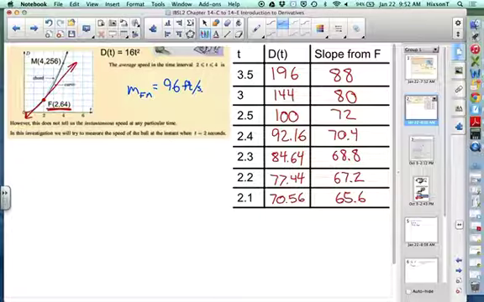Alright, so you'll notice it's getting smaller and smaller. The actual speed at time 2 ends up being 64 feet per second. If we kept getting smaller and smaller, this is approaching 64 feet per second. And you guys will find out later how to actually find that. But we got 64 feet per second.